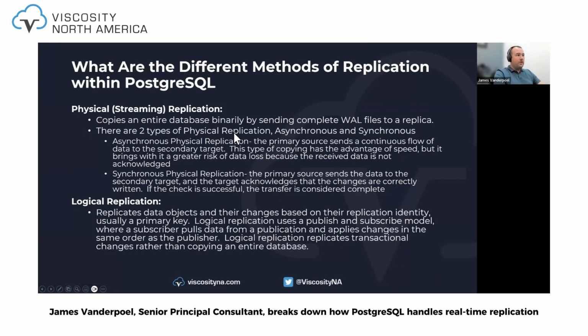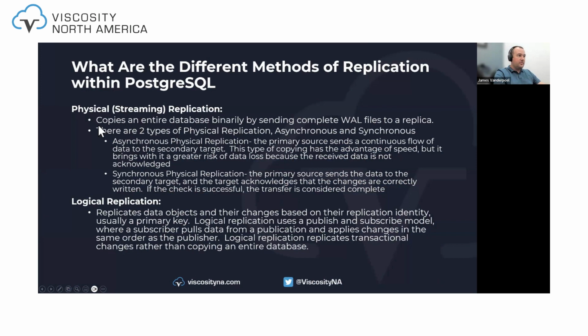The different methods of replication within Postgres are, as I said previously, physical, sometimes called streaming replication. In this case, an entire database is copied binarily by sending complete write-ahead log files to a replica. Write-ahead log files are basically transaction log files. There are two types of physical replication within streaming.